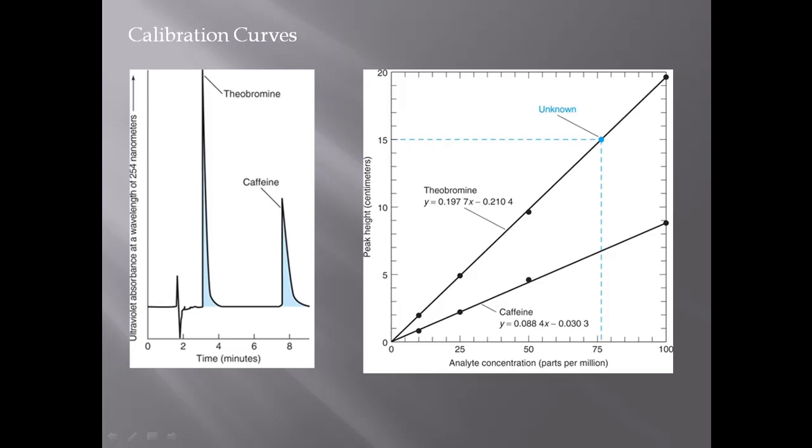This particular example has 4 different samples, one at 10, 25, 50, and 100 micrograms of each analyte per gram of solution. So once you actually make these curves from pure standards, you can use this calibration curve to figure out what the concentration of your unknown is. On the figure, it shows that if the observed peak height of theobromine from an unknown solution is 15 centimeters, then the concentration should be about 76.9 micrograms per gram of solution.